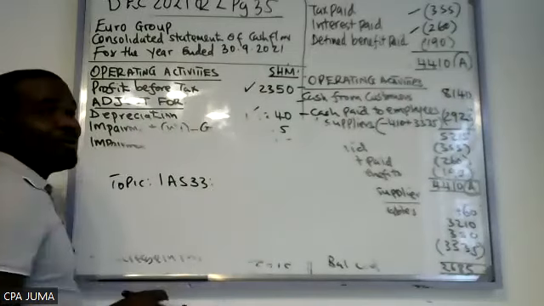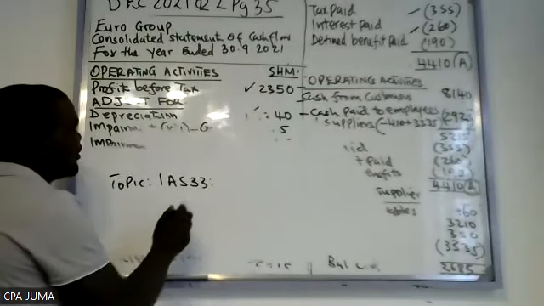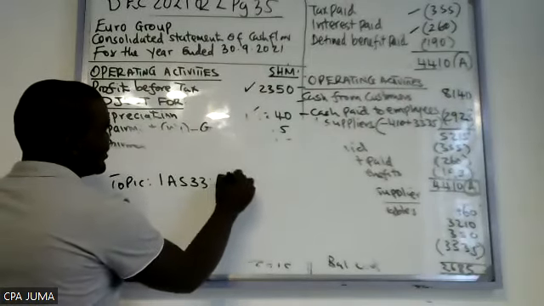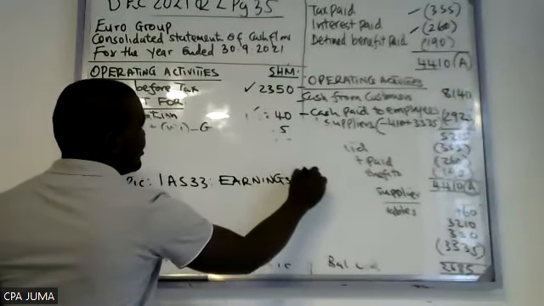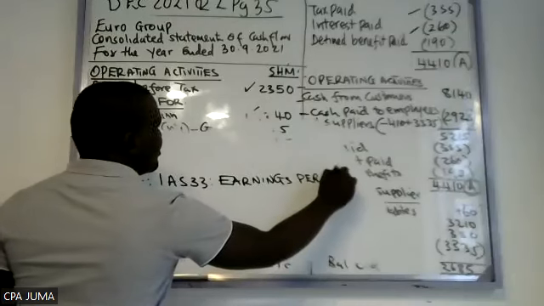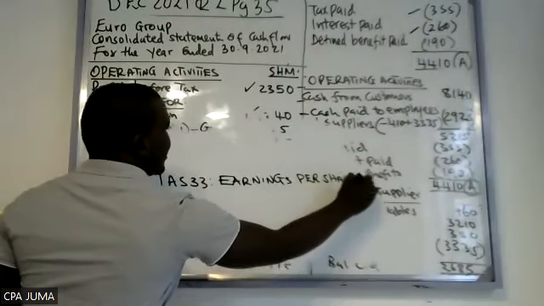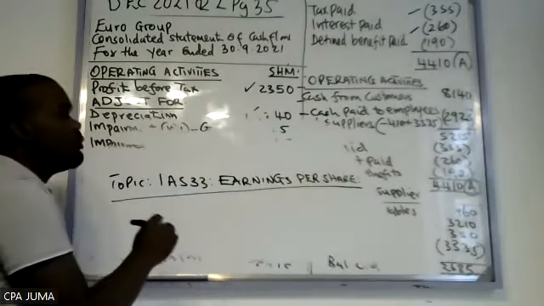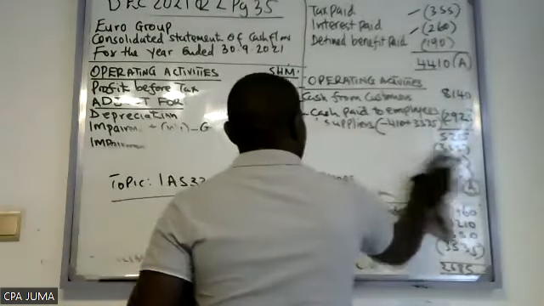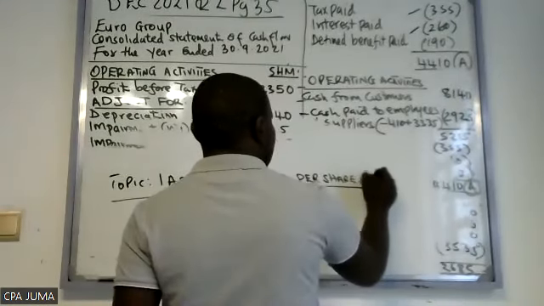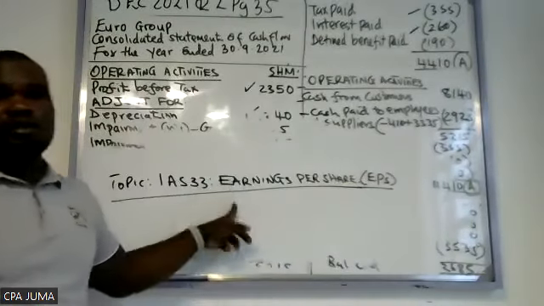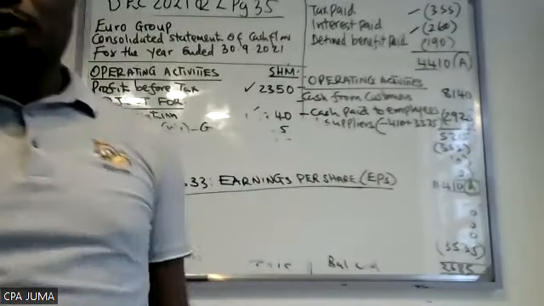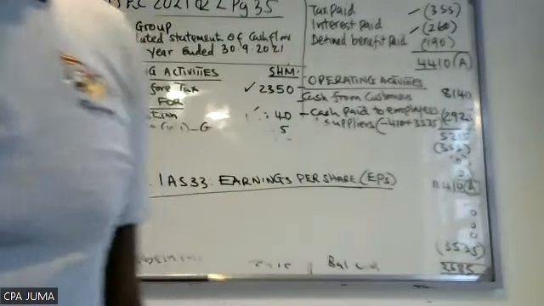I'm held up somewhere. So IAS 33, earnings per share. Earnings per share, popularly known as EPS. EPS. This is a hotspot for this sitting. A very big hotspot.